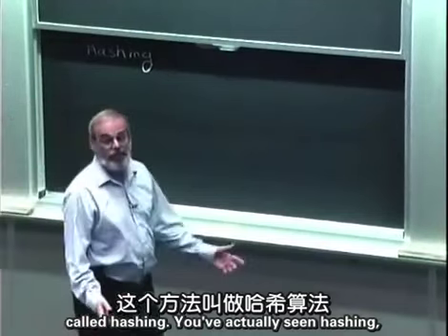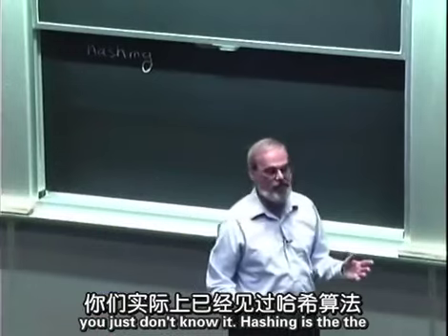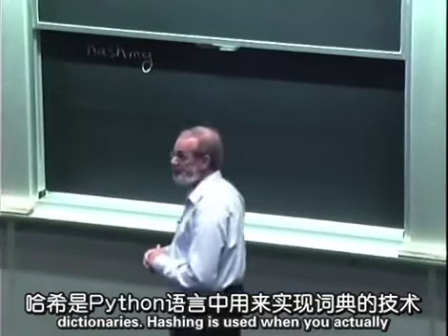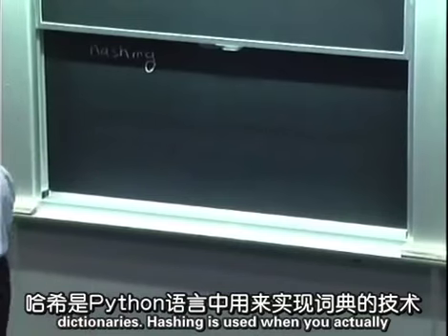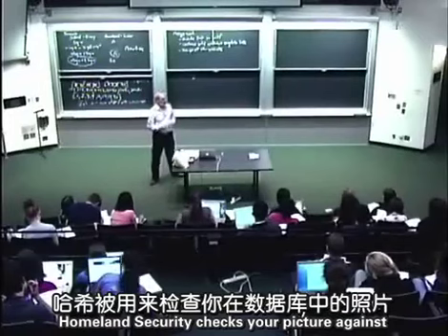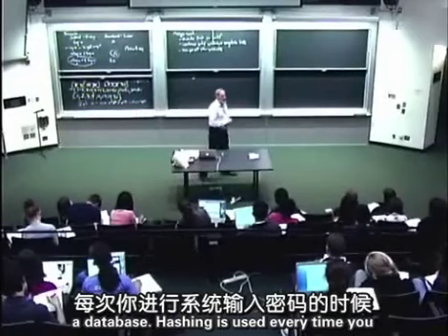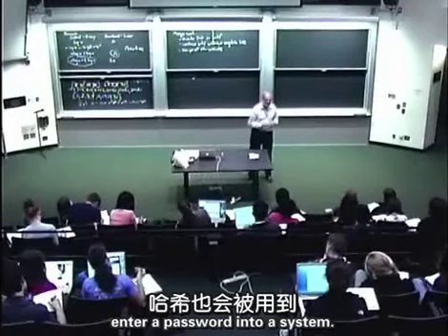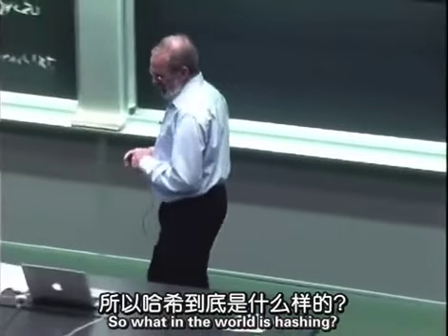You've actually seen hashing. You just don't know it. Hashing is the technique that's used in Python to represent dictionaries. Hashing is used when you come into Logan Airport and Immigration or Homeland Security checks your picture against a database. Hashing is used every time you enter a password into a system. So what in the world is hashing?